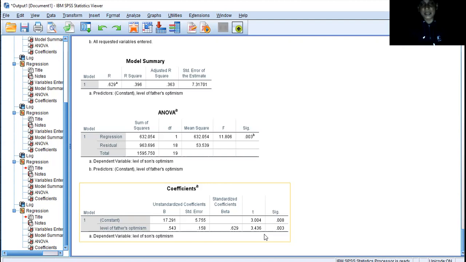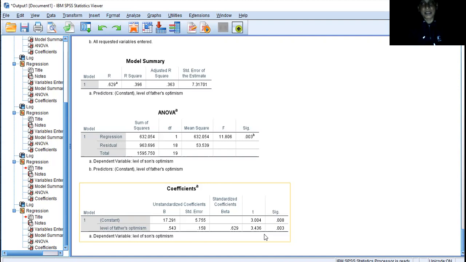And now coming to the last part of this question, which is talking about how we are going to write the answer. So we say a simple linear regression was conducted to find out if the predictor variable, that is father's level of optimism, is able to predict the criterion variable, that is son's level of optimism.